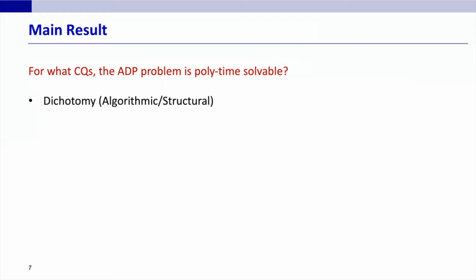To complement our algorithmic characterization, we also provide a structural characterization by identifying three simple structures whose presence exactly captures all queries where the ADP is NP-hard. Due to the time limit, I will only show the algorithmic dichotomy in today's talk, and more interesting details on the structural dichotomy can be found in our full paper. In addition, we give a practical unified algorithm for solving ADP for all conjunctive queries, which returns the optimal solution for easy queries and the polynomial-time heuristic for hard queries.